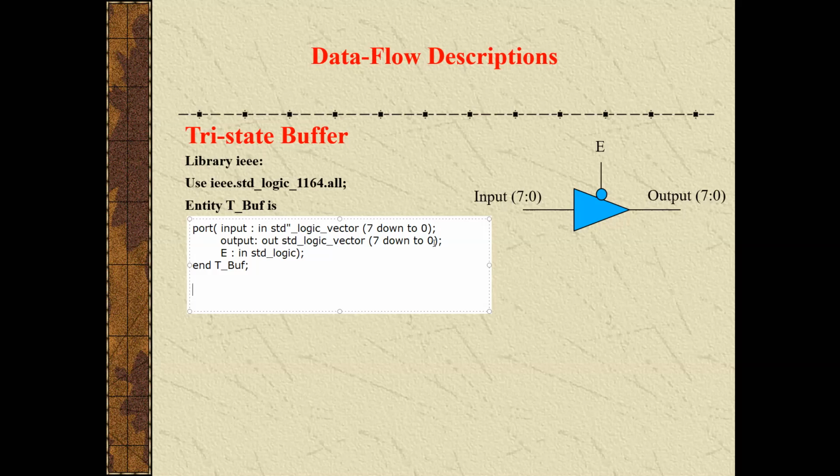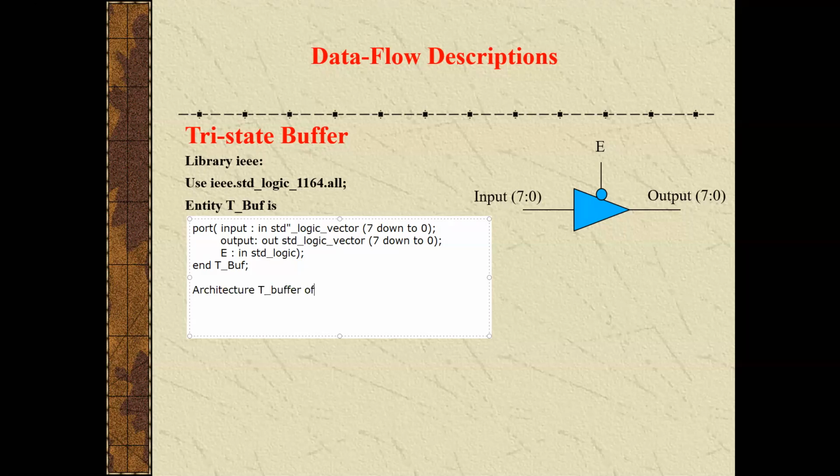Now let's write the program. Let's begin constructing the architecture. The name of the architecture is state buffer, of, for whichever entity we are constructing the architecture for, for entity t underscore buff, is, then begin with the begin command.